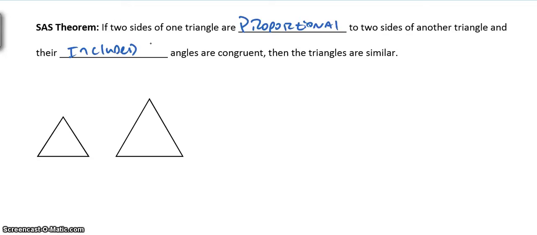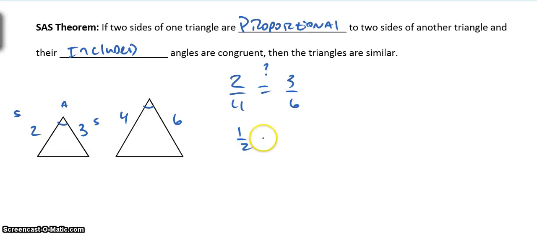are similar. So the included angle, so let's this time go 2 to 4, 3 to 6, and I'm going to put that included angle. So again, we have a side angle side relationship, but you need to check if the sides are proportionally equal. So is 2/4 the same as 3/6? And they both reduce to 1/2. And my included angle between the two. So same idea as congruency, except for now we're talking proportional.